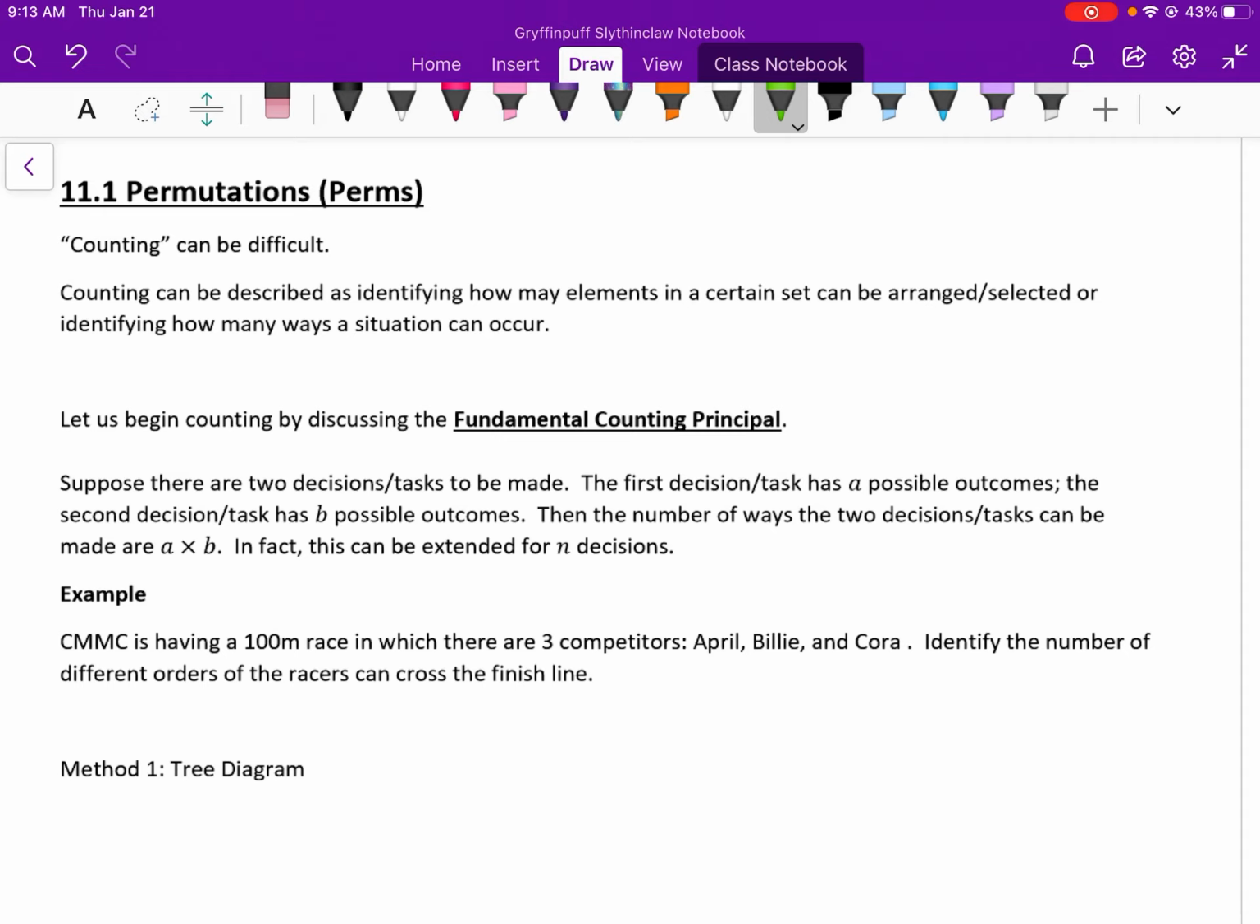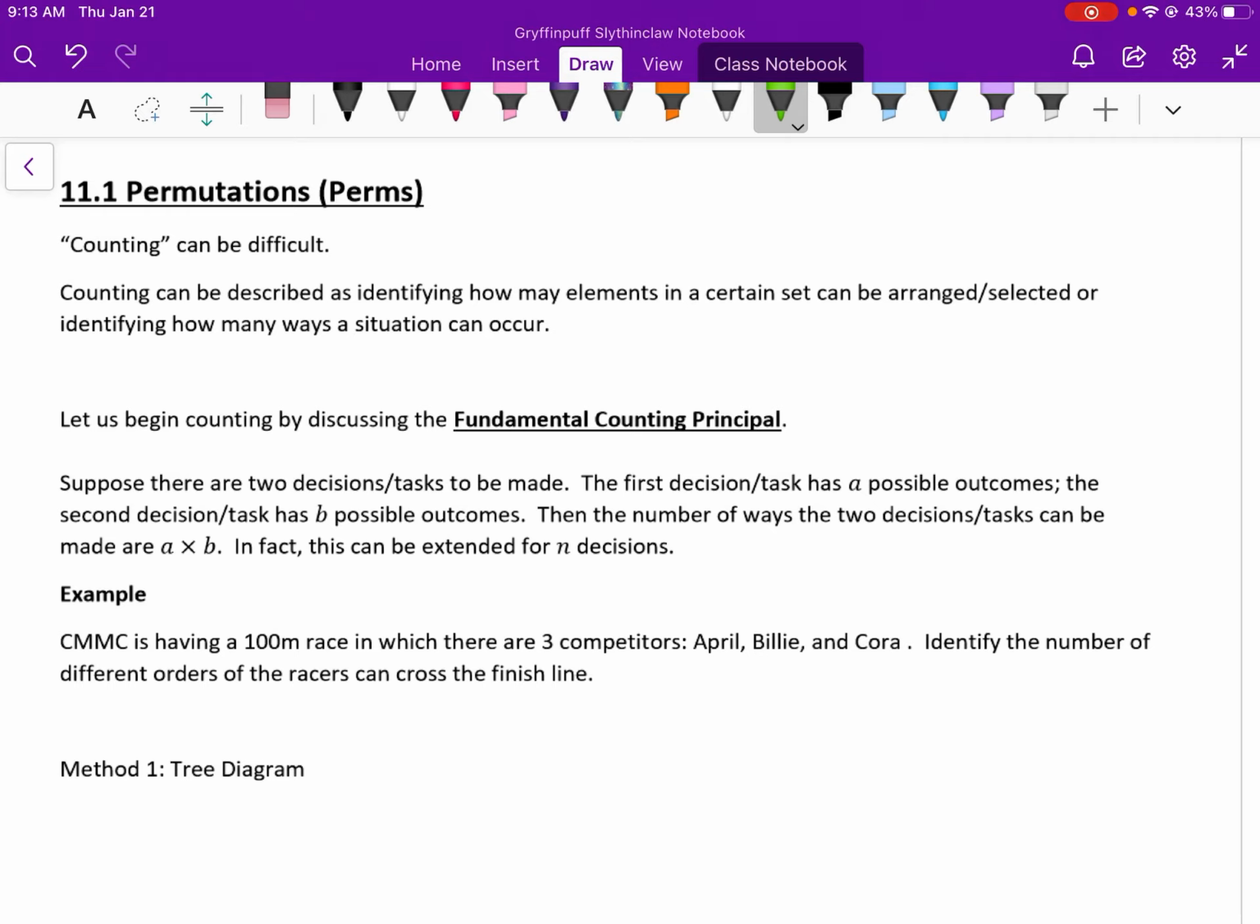Hello everyone. Today we're going to start talking about perms and coms, and more specifically we're going to talk about perms, or permutations. Permutations and combinations are called enumeration in math, or counting. Counting can be very difficult, and it is really about how many different ways elements in a certain set can be arranged in various situations.